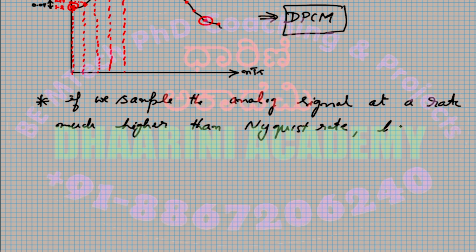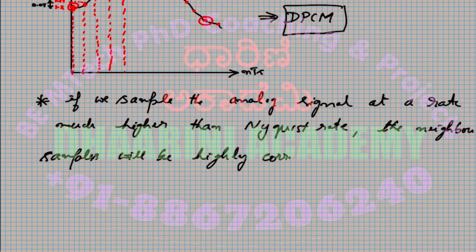The neighboring samples will be highly correlated. Correlation increases. Now, what do you mean by this highly correlated data? The difference between them is very less.